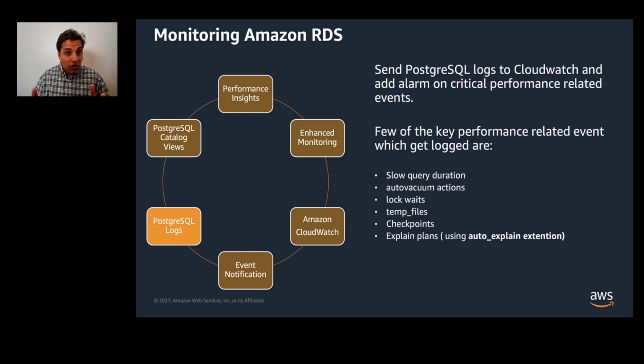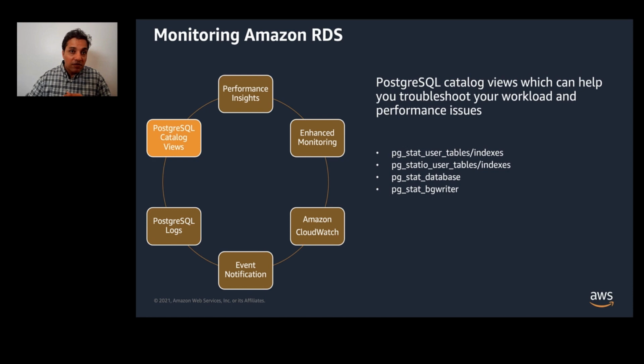Next is the Postgres logs. Again, this is true for both RDS and Aurora Postgres: if you have a proper configuration in your parameter group, you can have a lot of good information in your Postgres log, that includes slow query duration, autovacuum related information, checkpoint related information, logging of temp files, and explain plans if you have enabled the auto_explain extension. Postgres logs are available in the console, or you can push them to CloudWatch. So again, a wealth of information gets logged, and you can use that as an operational best practice when you have to debug any performance issue.